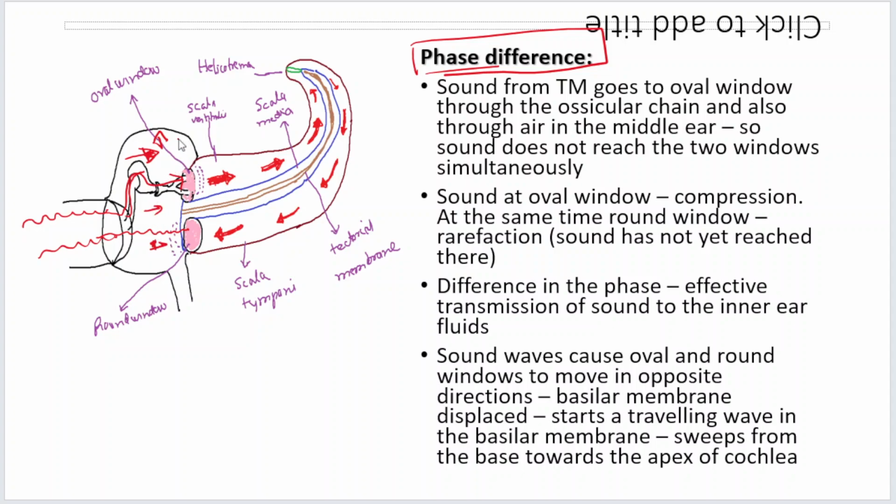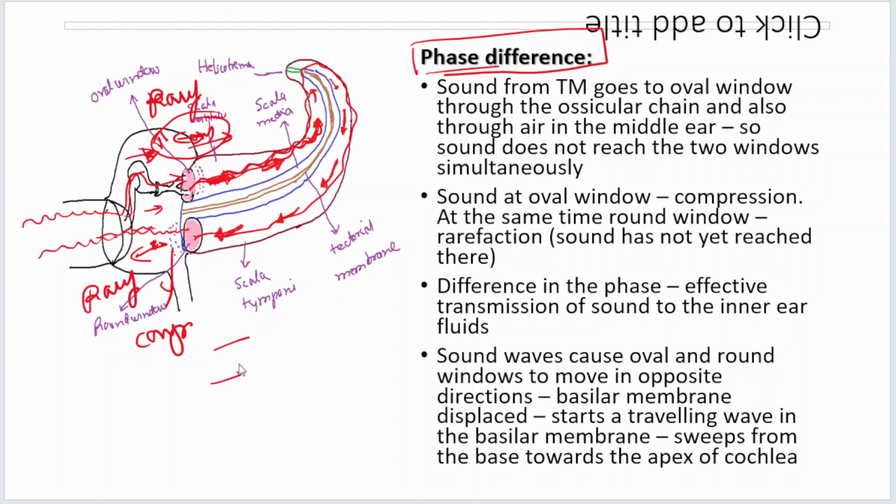So if the oval window is in compression, moving inwards, the round window will be in rarefaction because the sound wave has not yet reached the round window. So here, if it is in compression, here it will be in rarefaction. If the round window is in compression, then the oval window will be in rarefaction. So there will always be a phase difference between these two. Because there is a phase difference, and only because there is a phase difference, there will be an establishment of a pressure wave which is traveling from the round window to the oval window through the helicotrema.